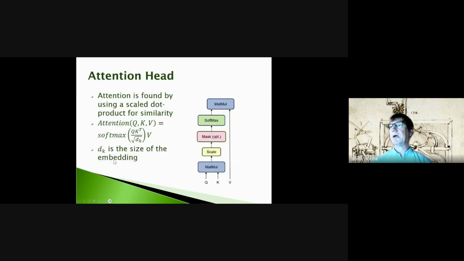So the reason why I do that is because it does show up here in this attention head. So our attention, or strictly speaking, self-attention, is found by using this scaled dot product for similarity. So kind of a crude equation, and again, I'm bypassing a lot of the details here, but we have this query and these keys, and then we have the values, right?